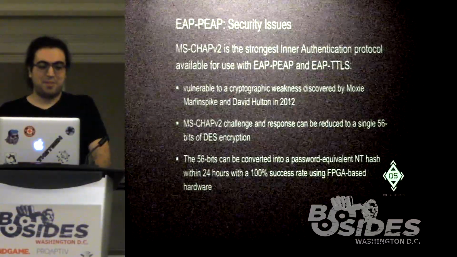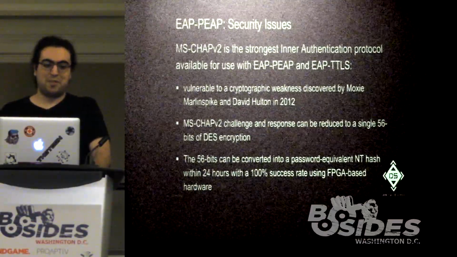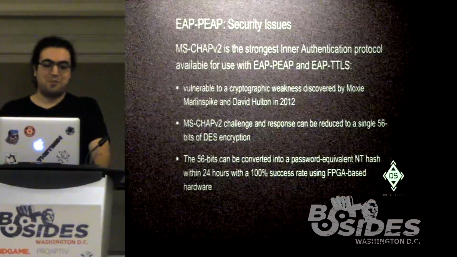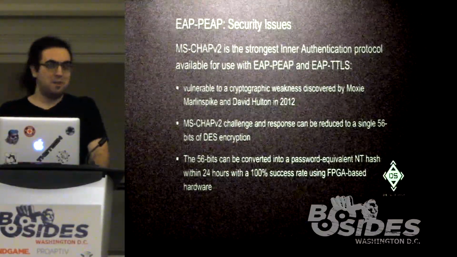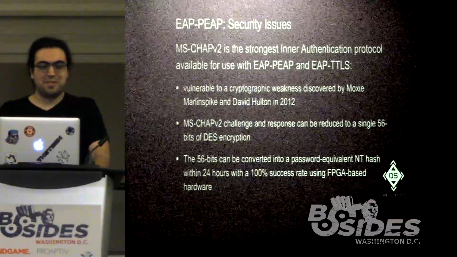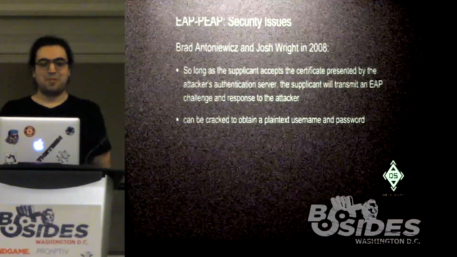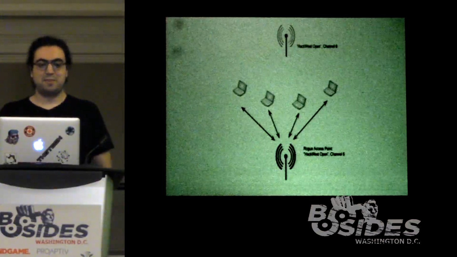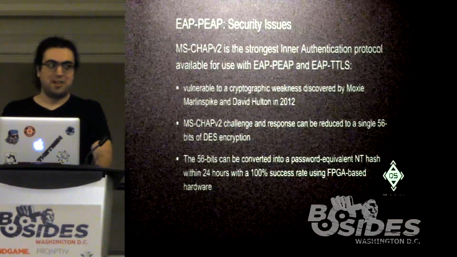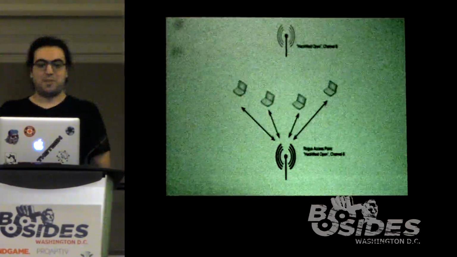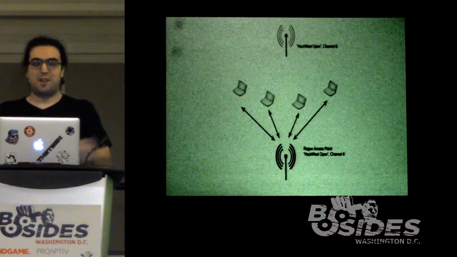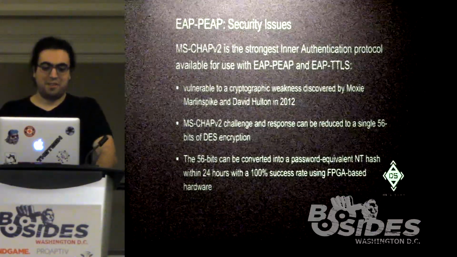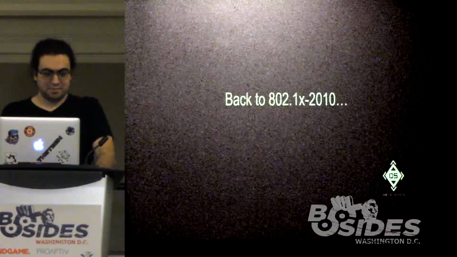But they discovered, with sufficiently powerful hardware, you could then convert those 56 bits into a password-equivalent NT hash within 24 hours with a 100% success rate, regardless of the length of the password, which is pretty bad. So basically, once you get those hashes using this method, you're pretty much guaranteed to be able to crack them, particularly because you can specify the challenge that is used to derive that response and therefore remove a lot of the entropy from the protocol.